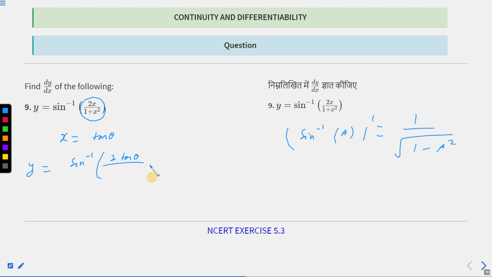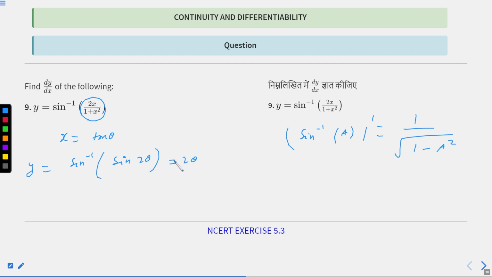Sec square theta becomes 1 over cos square theta. Now tan theta becomes sine theta divided by cos theta. This and this will be cancelled. You now have 2 sine theta cos theta, which can be reduced to sine 2 theta. If you remember, you can escape and directly jump to this. If you do not remember, then you have to go by steps. Simple. So sine inverse of sine 2 theta will give you what? 2 theta.